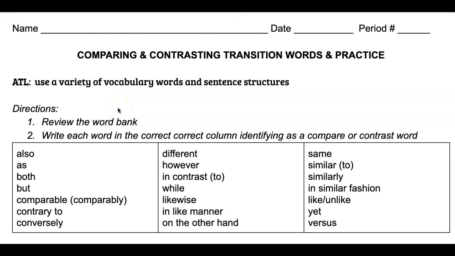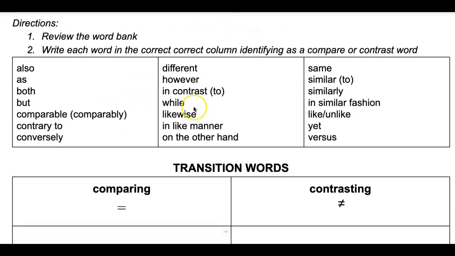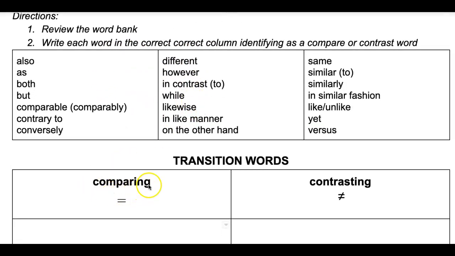Okay, so here's the directions for this front page. First, we're going to review the word bank. This is the word bank right here. And then we're going to write each word in the correct column. So if we think the word is comparing, which means to show how two different topics are the same or similar, that's a comparing. Contrasting is when you're showing how the two different topics are different.